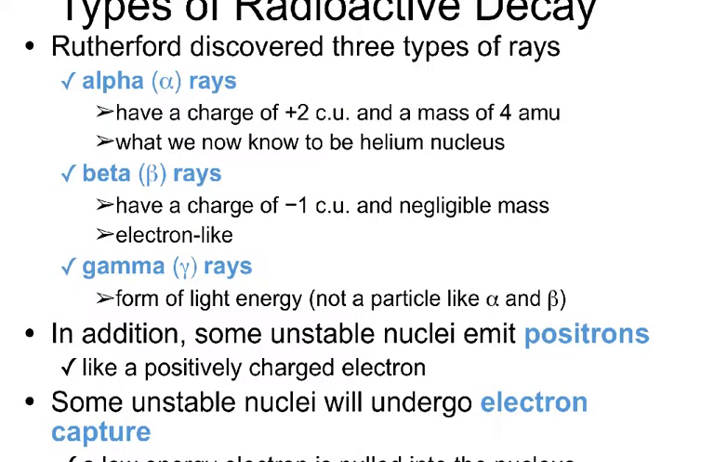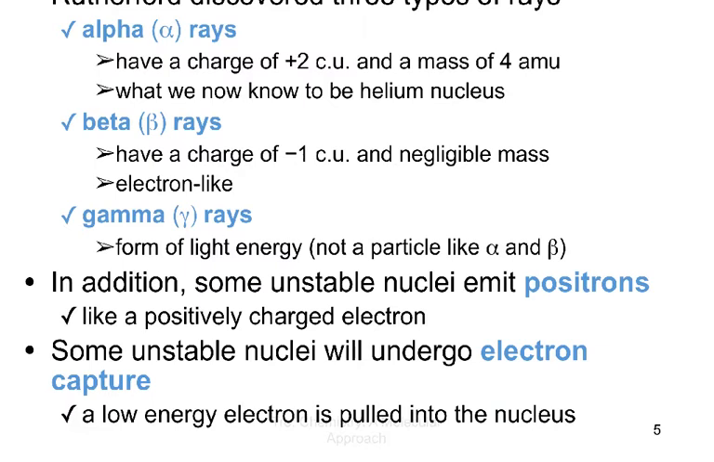In addition to alpha, beta, and gamma, some nuclei will emit positrons, which are like a positively charged electron. And some will undergo electron capture, where a low energy electron is pulled into the nucleus.